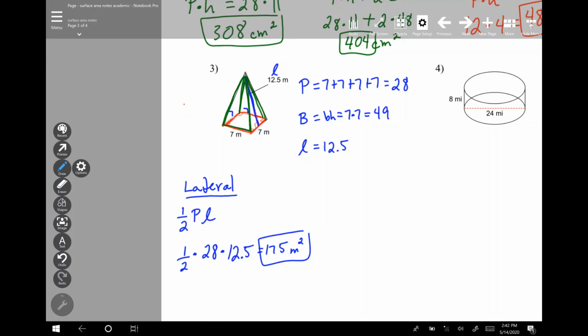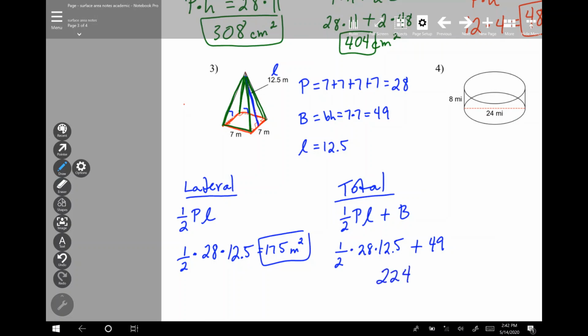Now the total. Your total surface area is the lateral, so 1/2 perimeter times the slant height, plus the area of that base on the bottom. So 1/2 times 28 times 12.5 plus, and then what do we get for the area of our base? 49. So when we multiply the 1/2 times 28 times 12.5, we got 175, and then add 49 to that, and you get 224 meters squared.